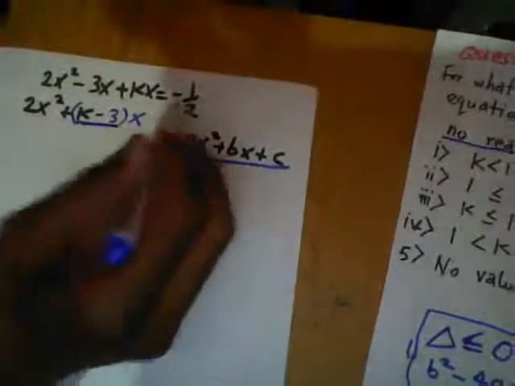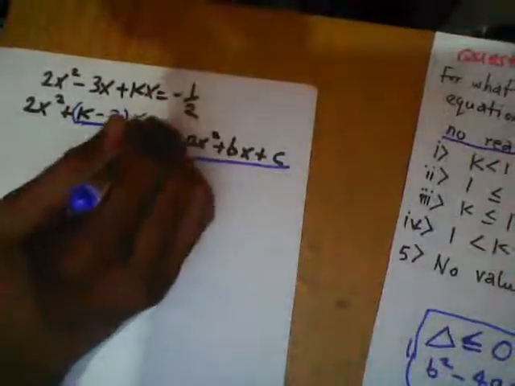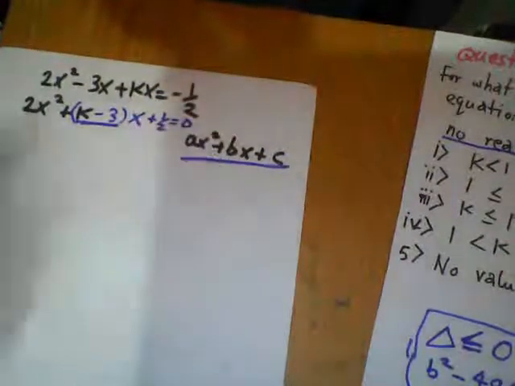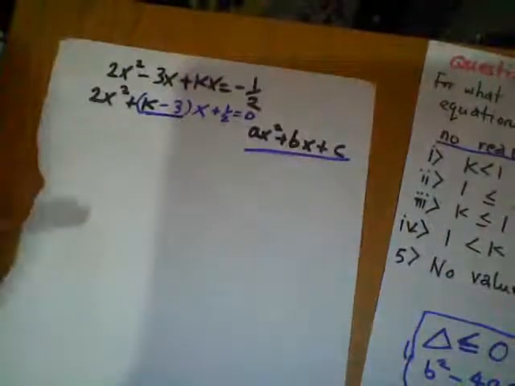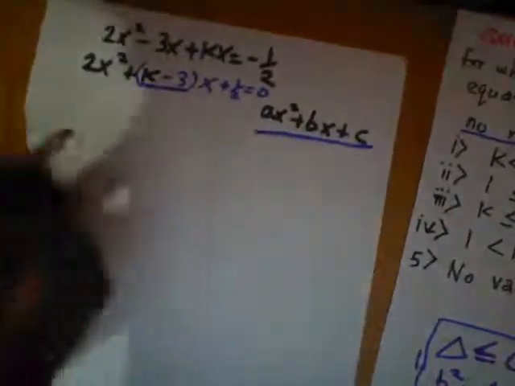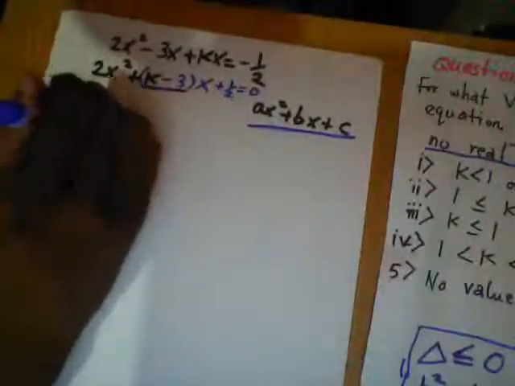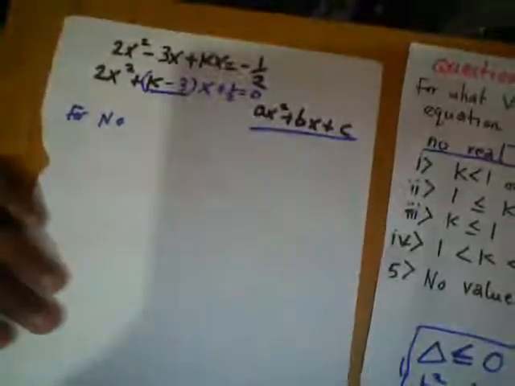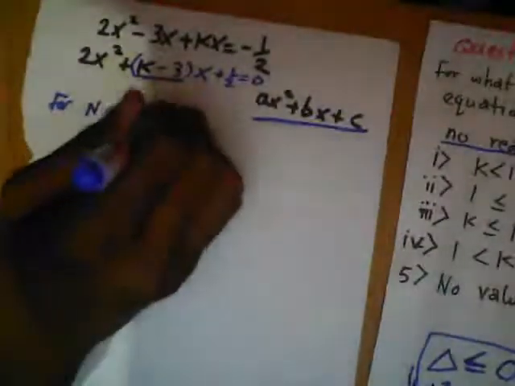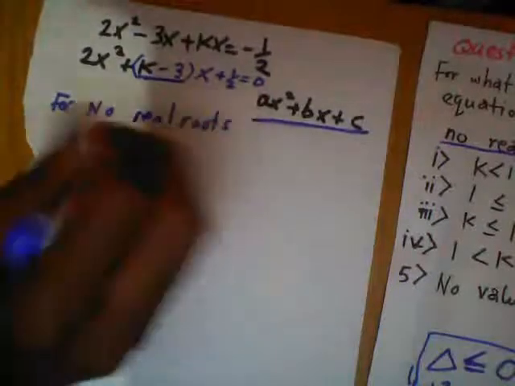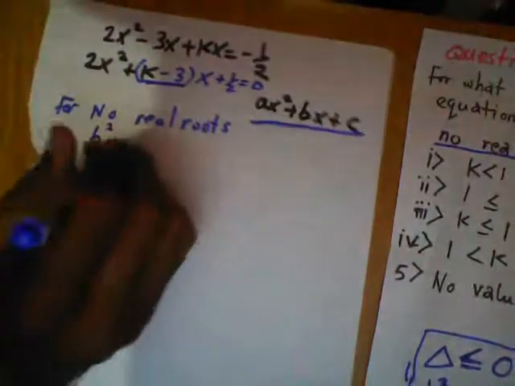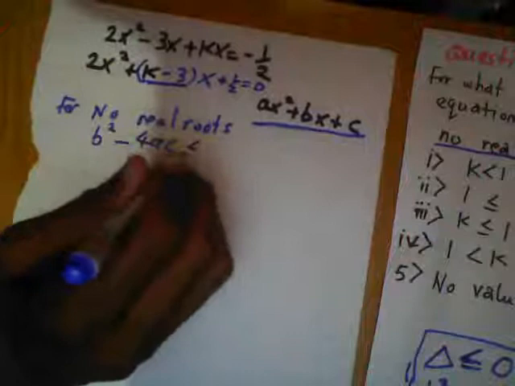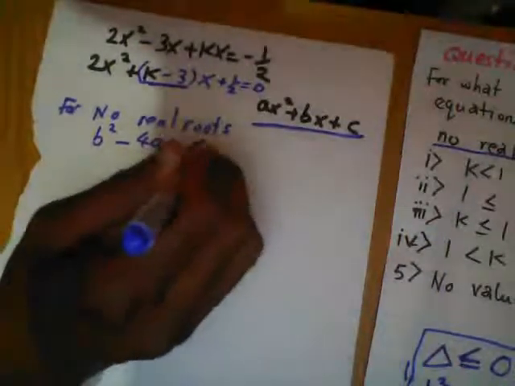And then I'll take this negative over, so it's going to be plus 1 over 2 equal to 0. So you see, I have rearranged my equation in terms of a, b, and c. Now, for no real roots, we say the discriminant, which is b squared minus 4ac, is always less than 0.